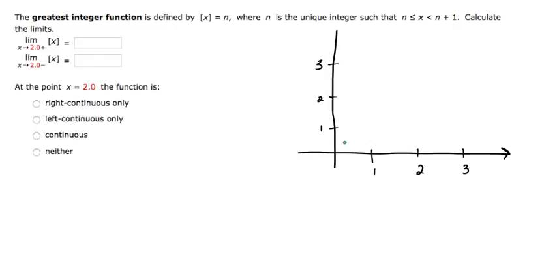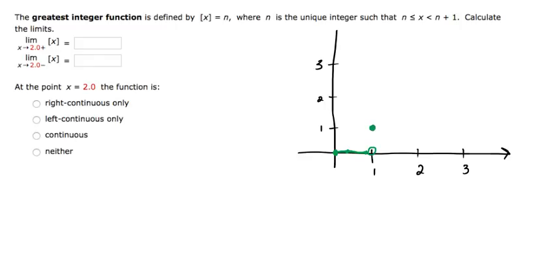So if x is, for example, 0.2, maybe right in here, the greatest integer of x is the greatest whole number less than or equal to 0.2, which is 0, or even 0.9. The greatest whole number less than or equal to 0.9 is 0. And at 0, the greatest whole number less than or equal to 0 is 0. So the y value at all of those decimals is 0. Now the greatest whole number less than or equal to 1 is actually 1. So right when you get to 1, it jumps up.